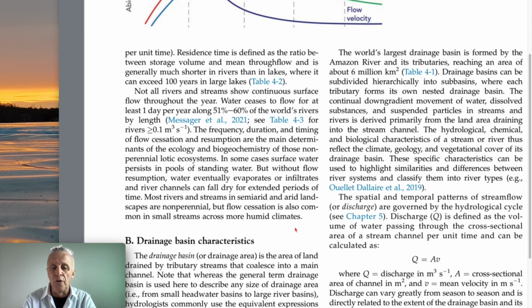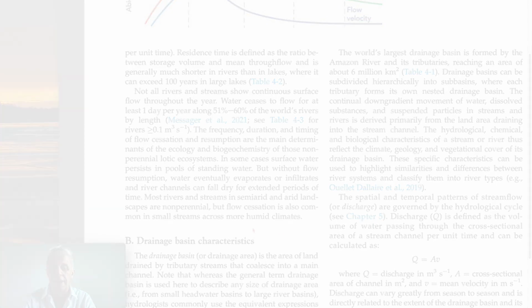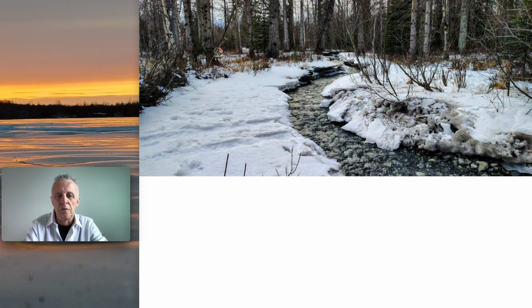In some cases, surface water persists in pools of standing water, but without flow resumption, water eventually evaporates or infiltrates, and river channels can fall dry for extended periods of time. Most rivers and streams in semi-arid and arid landscapes are non-perennial, but flow cessation is also common in small streams across more humid climates. So I wanted to go over some of the pictures I took in Alaska a few days ago of different types of streams and rivers.